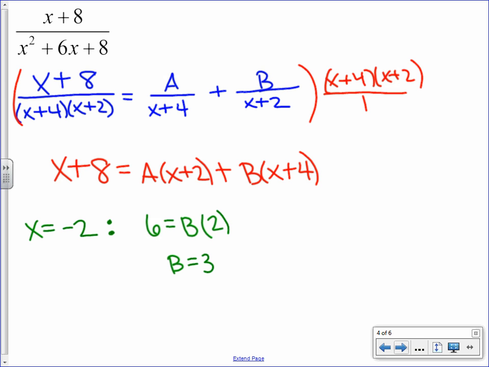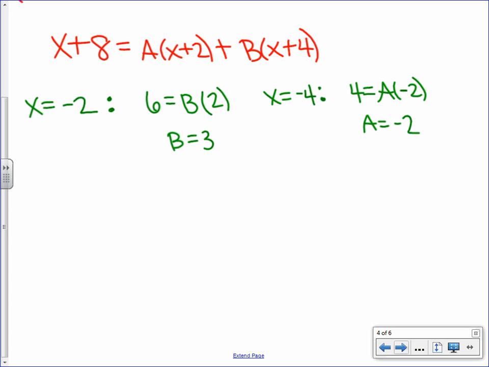Another value? -4. When we plug in -4, x plus 8 is 4. When we plug -4 in here, we get a times -2. And when we plug -4 in here, it goes away. So what is a? -2. So our partial fraction decomposition is a over x plus 4 plus b over x plus 2.